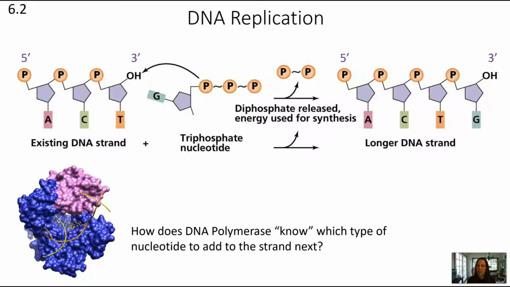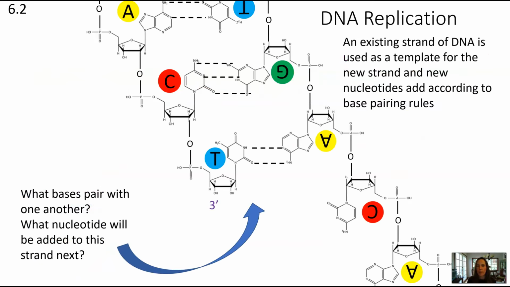How does DNA polymerase know which type of nucleotide to add to the strand next? If you remember from the last video, there are multiple different kinds of nucleotides that differ in the base. How does it know which one to add next? So the one it adds next has to do with base pairing rules. And if you see on the right side here, we've got an existing strand of DNA. So an existing strand of DNA is used as a template for the new strand, and new nucleotides are added according to base pairing rules.